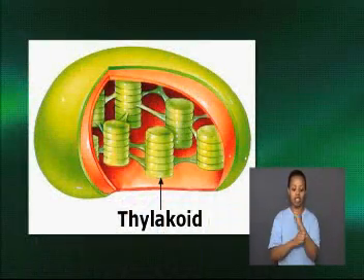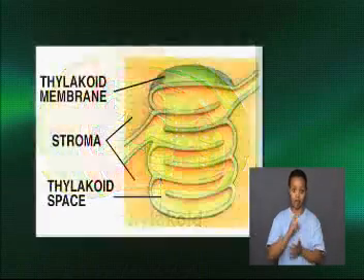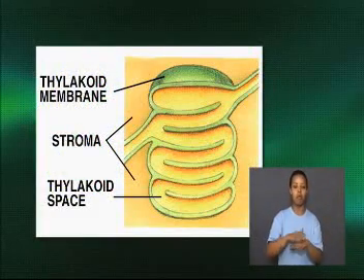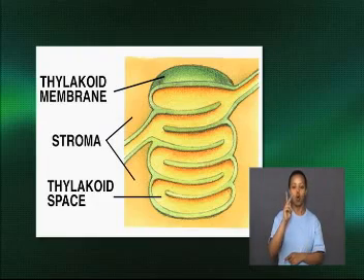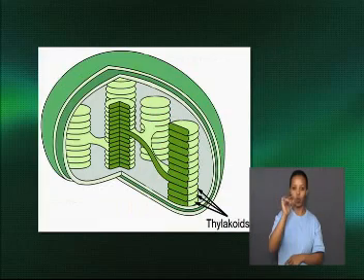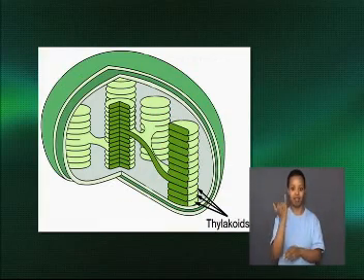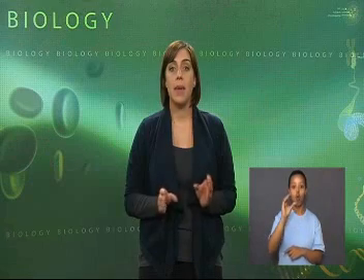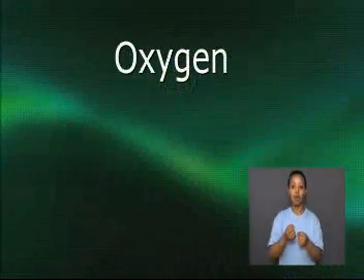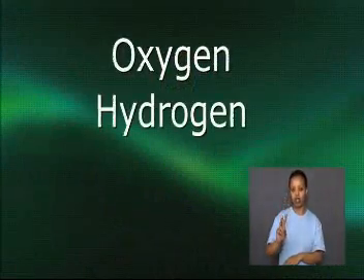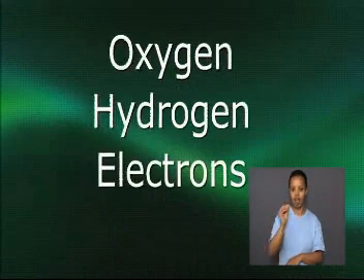Light-dependent reactions during photosynthesis take place in the membranes of the thylakoids, which are flattened sac-like structures. They are located in the chloroplast. In light-dependent reactions, energy from the sun is used to break down water molecules which have been absorbed in plants by transpiration. When water is broken down, it produces oxygen, hydrogen ion, and electrons.